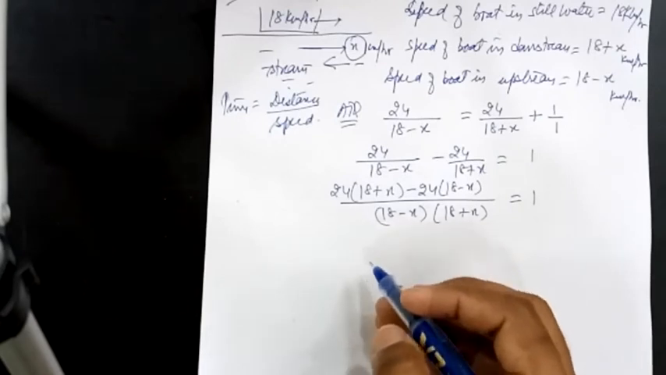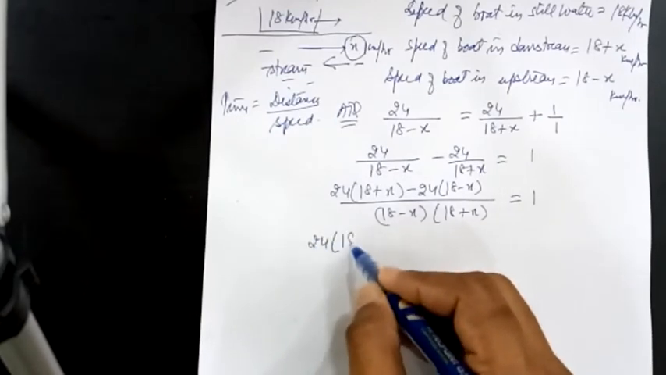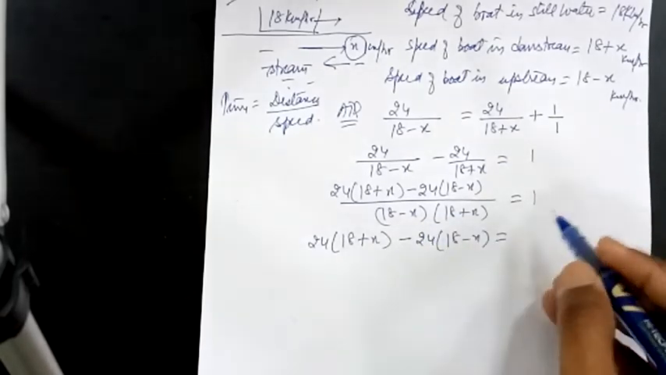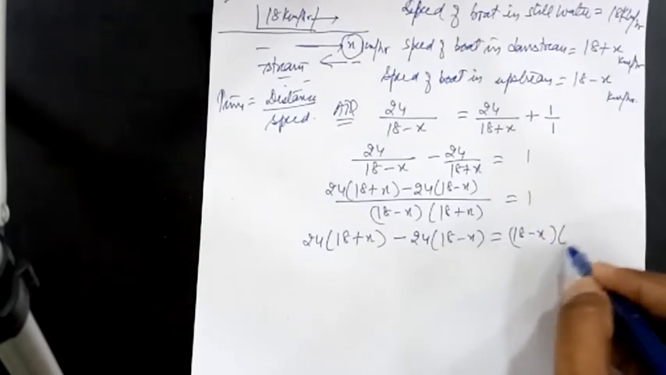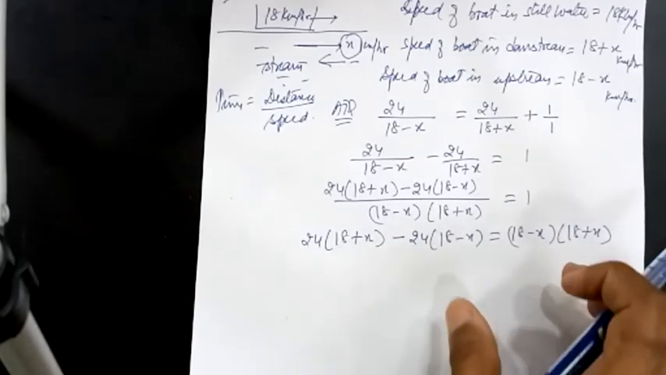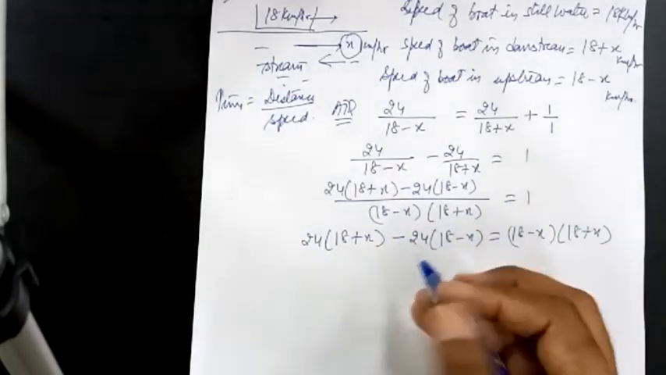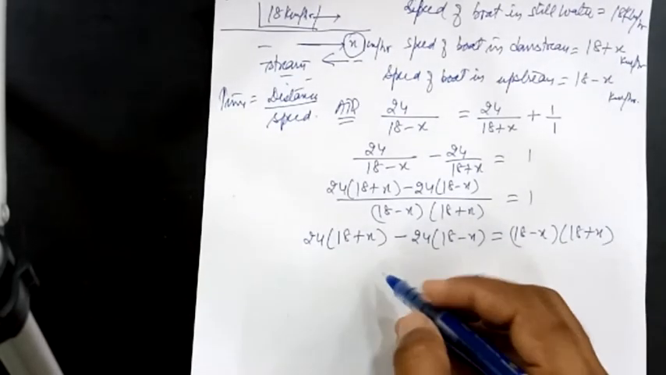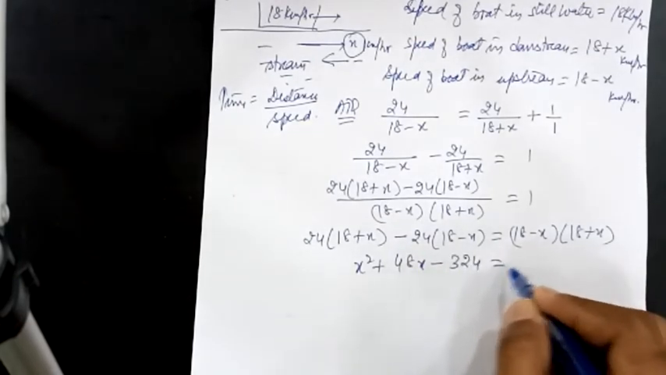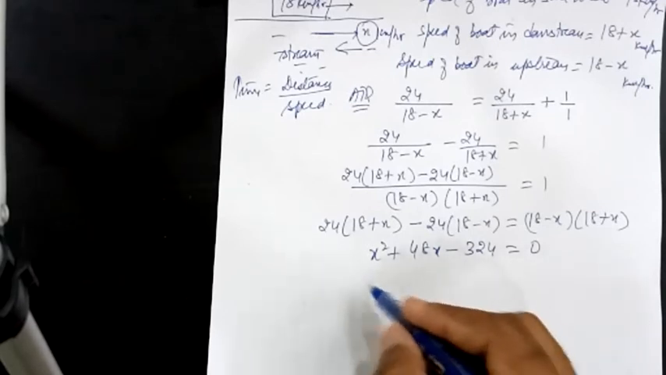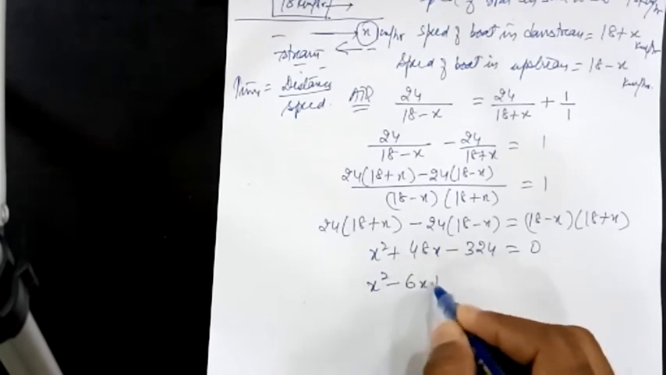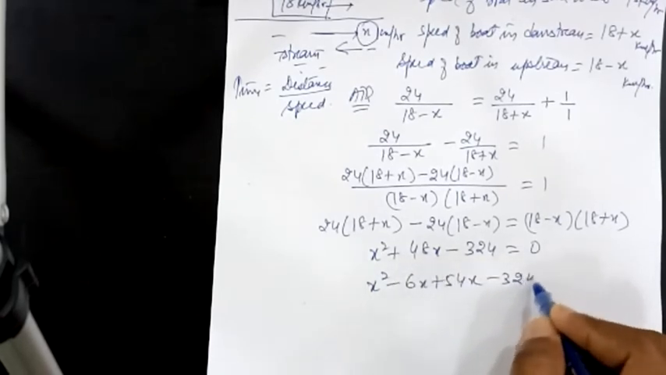Now what will happen? 24 into 18 plus x minus 24 into 18 minus x. Take it on the other side, you get 18 minus x into 18 plus x. Just solve them out, both LHS and RHS. Take all the terms on the left hand side. You get x square plus 48x minus 324 equal to 0. Now just split the middle term to find out the value of x.